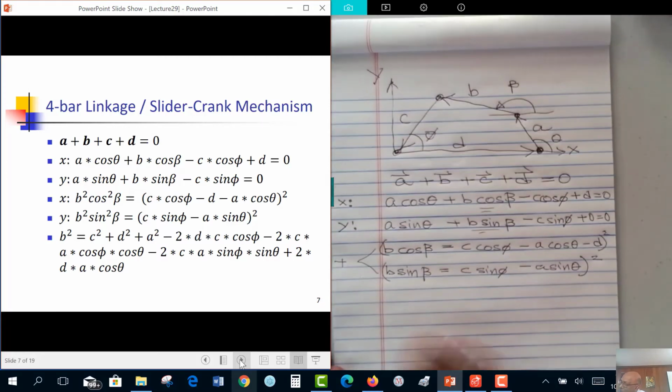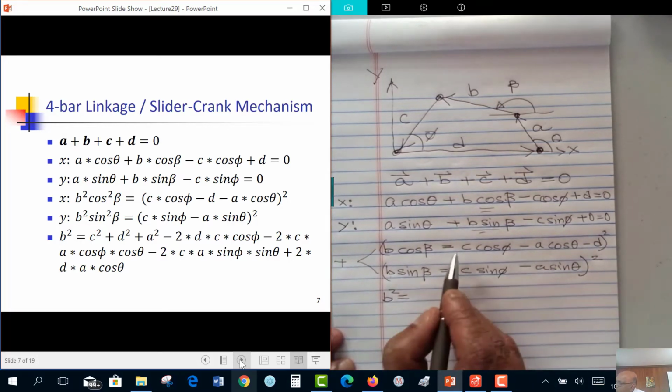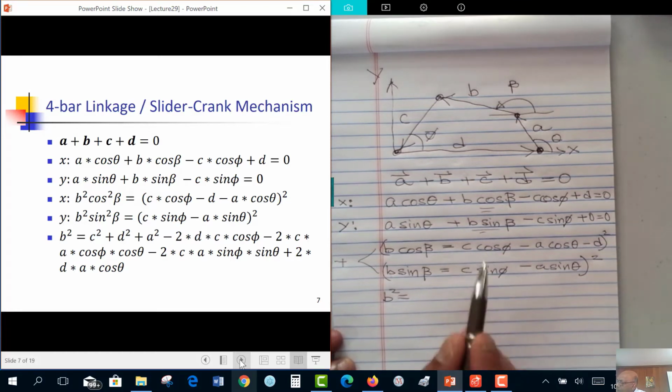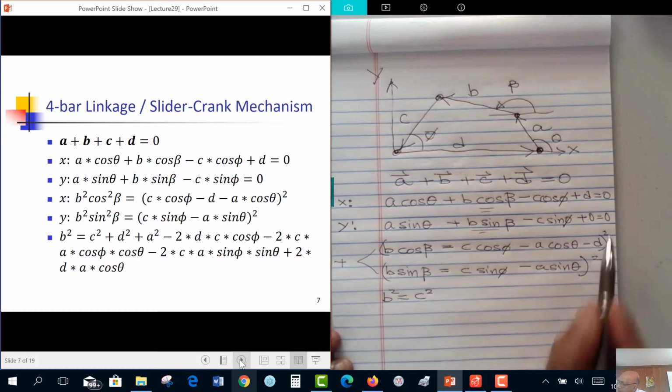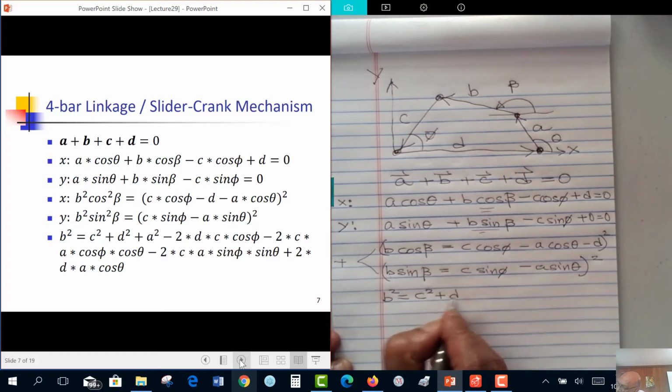So when we add these two equations, we'll have B squared cosine squared beta plus B squared sine squared beta. So we'll just get B squared. And then when we expand these squares, you can see we'll get C squared cosine squared phi and C squared sine squared phi. So when we add them, we'll get C squared. Same way, we'll get D squared. Same way, we'll get A squared.